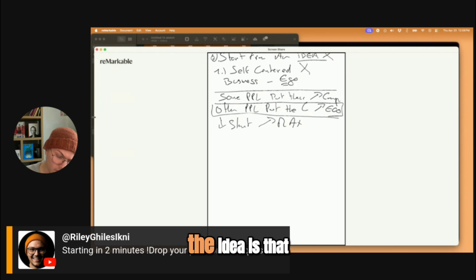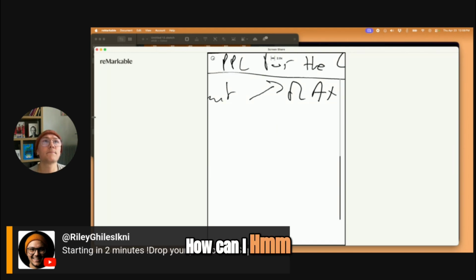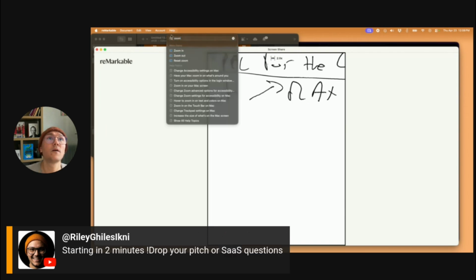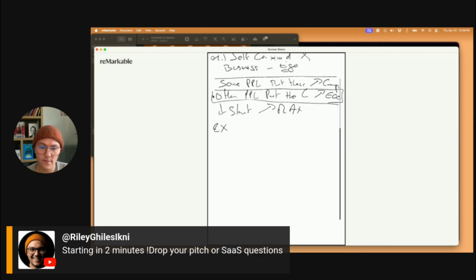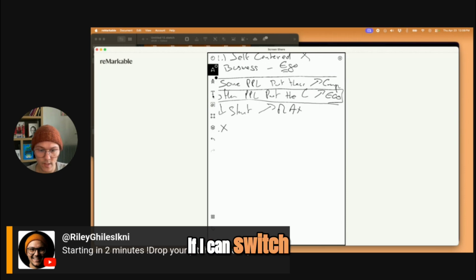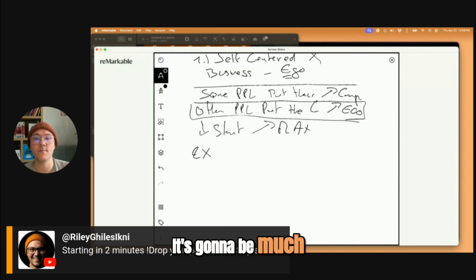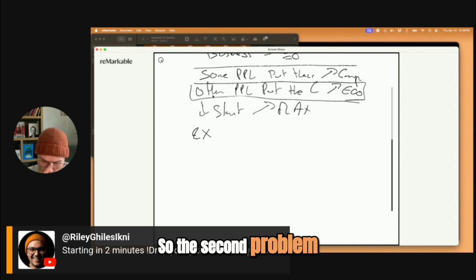Now, the second mistake with the idea is... do you guys see well? Let me just zoom in a little bit. Let me just see if I can zoom into that. What does the zoom in do? Yeah, no, it's not crazy. Let me just get back to here. Let me see if I can switch to landscape. Yeah, there you go. It's going to be much better for you guys to see. Okay, cool.